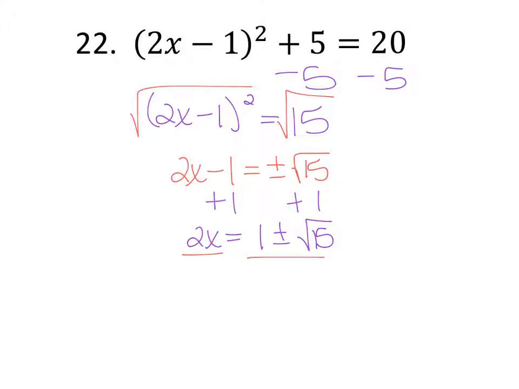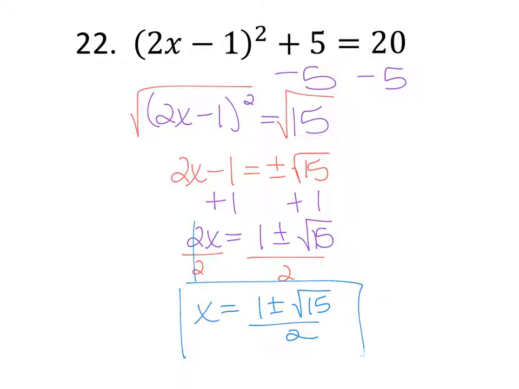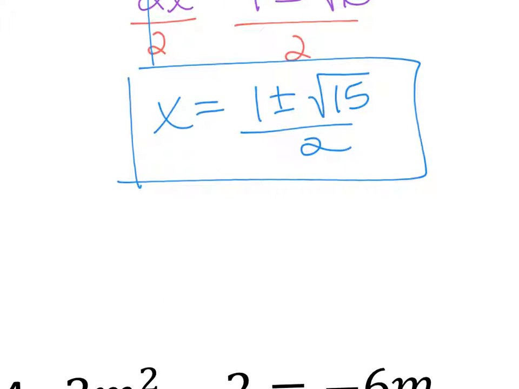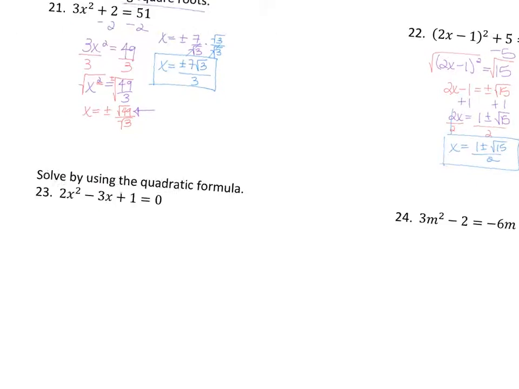And then I'm going to divide by 2 on each side, so I can cross these out, and get x alone to equal 1 plus or minus square root 15, all over 2. And that's actually the most simplified it can get. It's okay if it looks a little bit weird to you guys, but that's as simplified as it can get. I can't get any more simplified than that. So I'm just going to keep that.